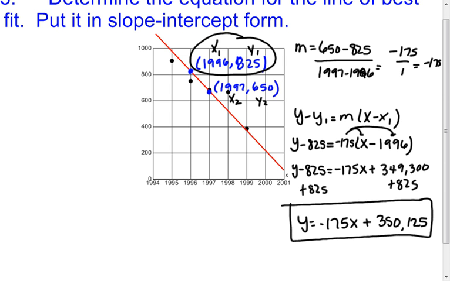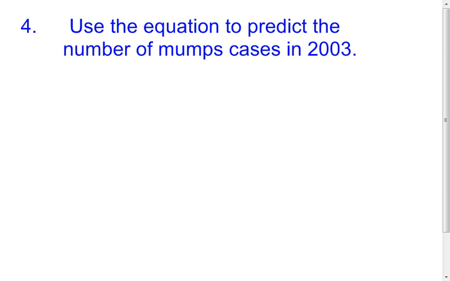Now, if we were to do this by hand, would we all come up with the exact same equation? No, because we might draw our line in slightly different spots. We might pick different points on the line and estimate them slightly different. So I don't expect our answers all to be exactly the same, but they should be relatively close. Okay, then it says use the equation to predict the number of mumps cases in 2003.